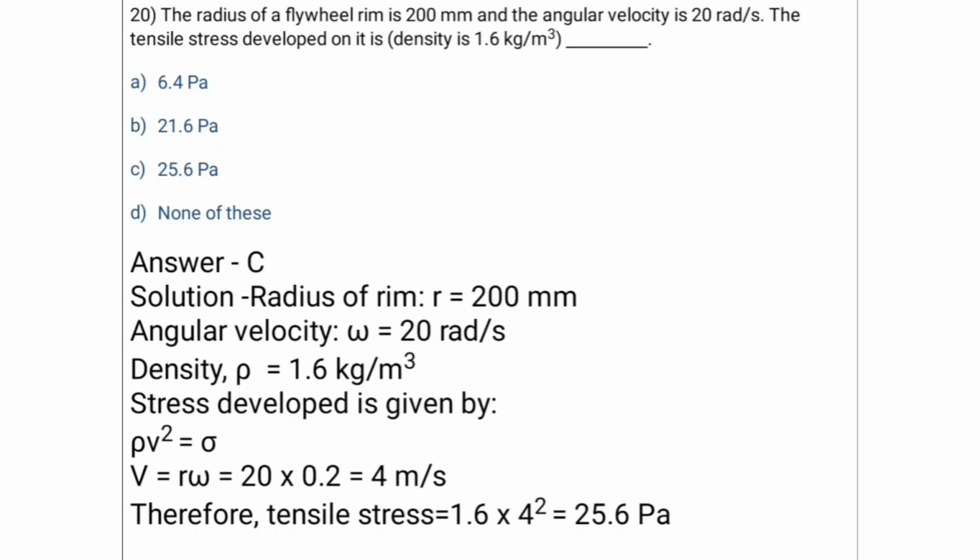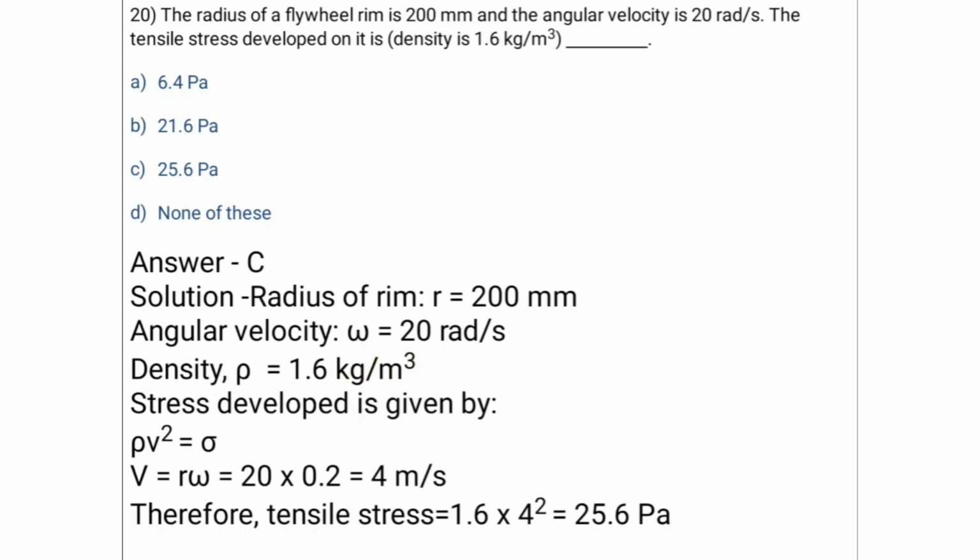So next question, question number 20. The radius of the flywheel rim is 200 mm and the angular velocity is 20 radians per second. The tensile stress developed on it is, density is given as 1.6 kg per meter cube. So this is a very important question and a very good question. For that, radius of rim is given as 200 mm, convert it into meters. Angular velocity is also given, omega, 20 radians per second. Density is given as 1.6 kg per meter cube. Now you have to calculate what is the stress developed.